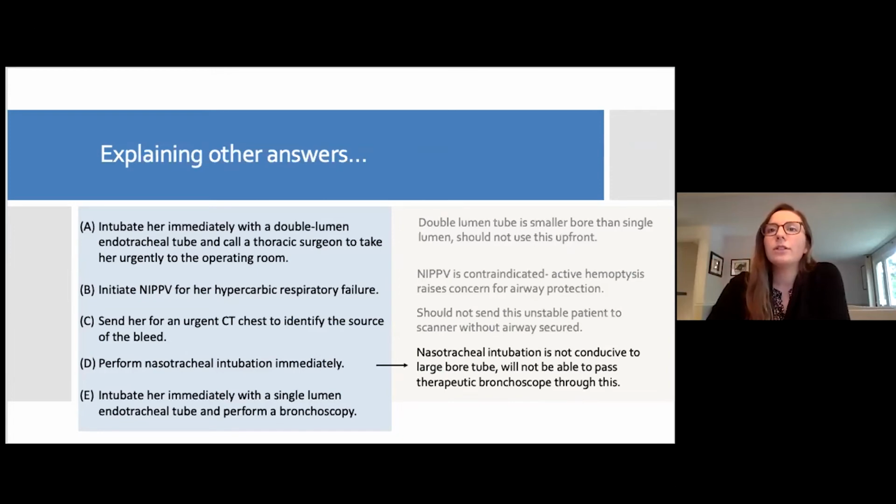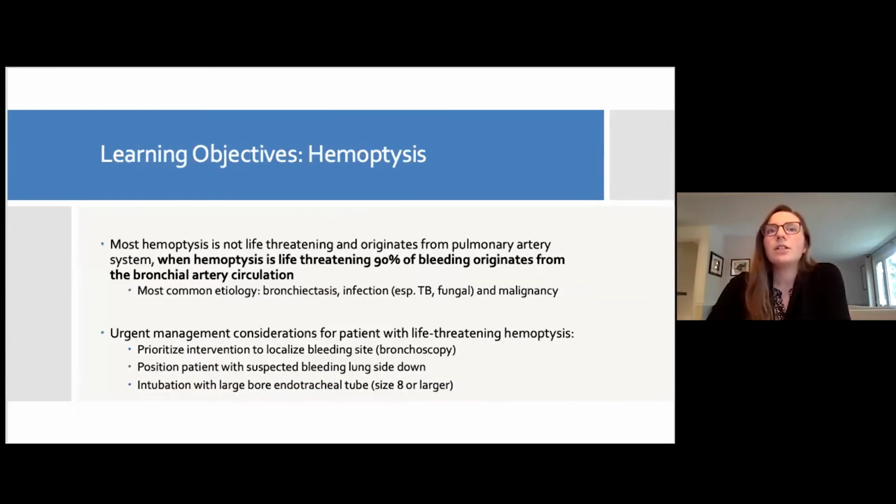Nasotracheal intubation is also not conducive to using a large bore tube, so you wouldn't be able to pass the therapeutic bronchoscope through this and wouldn't be as good of an option as E, which is the correct answer. So our learning objectives for hemoptysis. Remember that most hemoptysis is not life-threatening and originates from the pulmonary artery system, which is low pressure. When hemoptysis is life-threatening, 90% of that bleeding originates from the bronchial artery circulation. And the most common etiologies are bronchiectasis, infection, and malignancy.